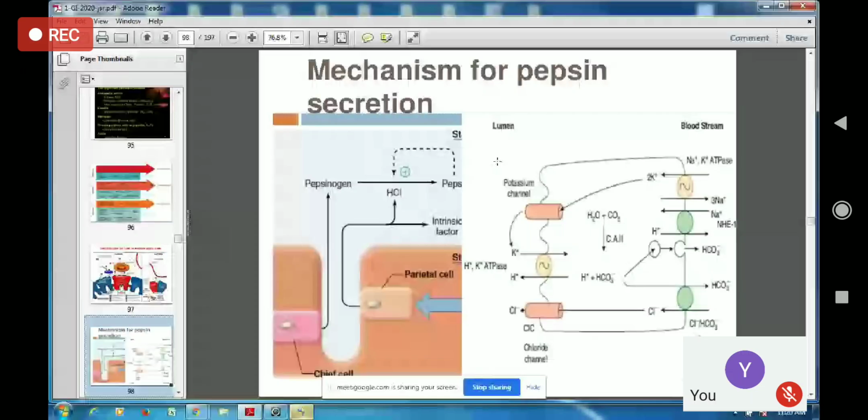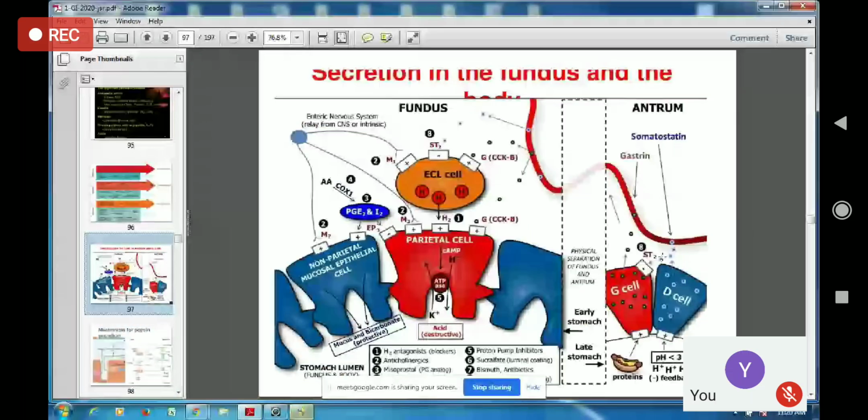So see, when gastrin comes through the blood, it acts on its receptor. See this red one; this red one is the capillary, a vessel, and G is the gastrin that is coming. Gastrin binds with its receptor in the parietal cell, and when it binds with its receptor, it causes the stimulation of hydrogen ion secretion.